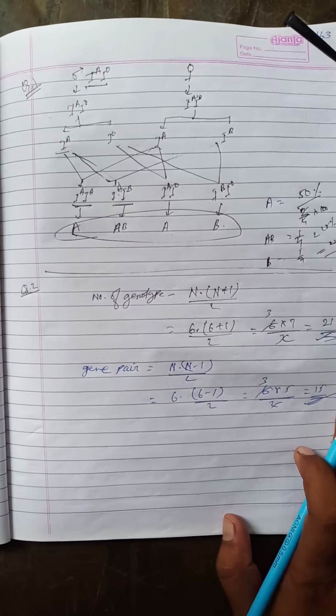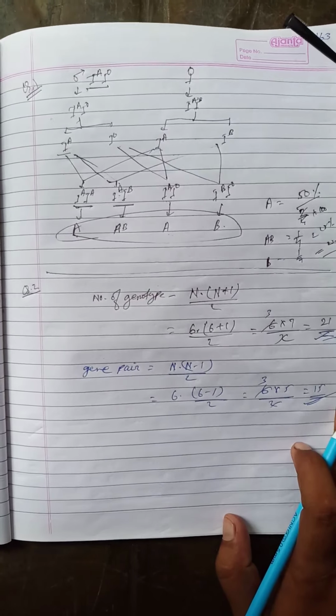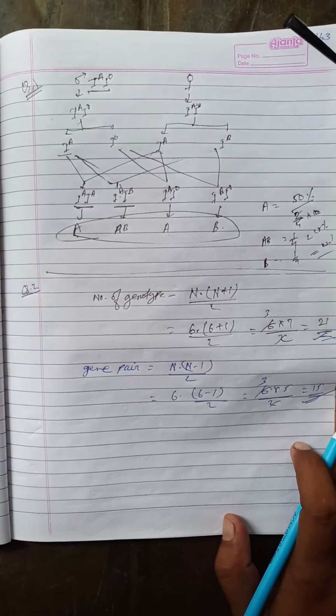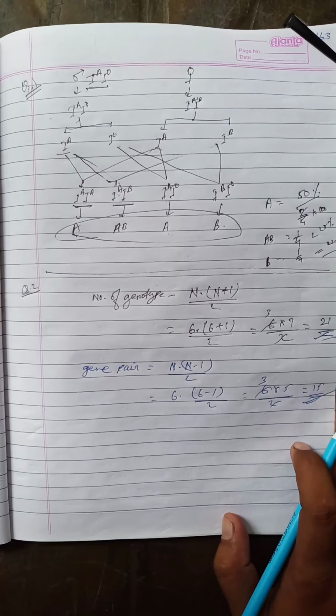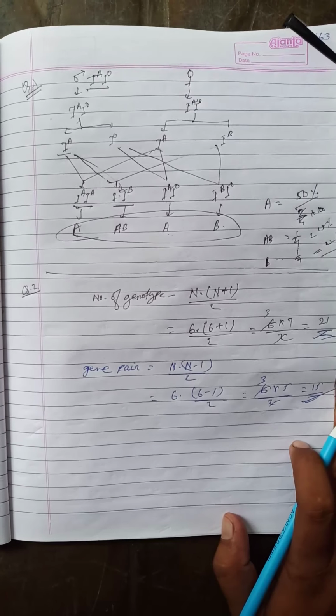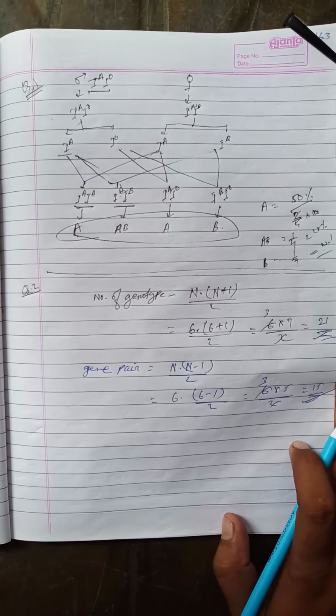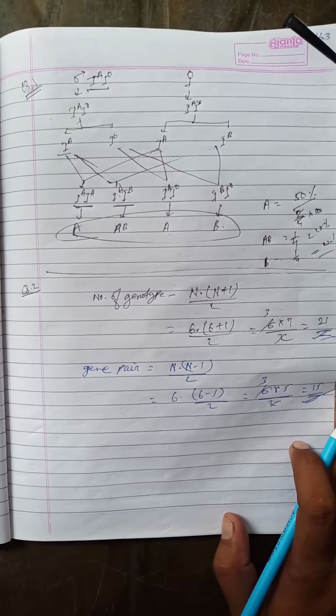Any doubt? This was the exception to the law of dominance, that is codominance and incomplete dominance. Now we will also discuss the exception to the law of independent assortment, that is linkage.